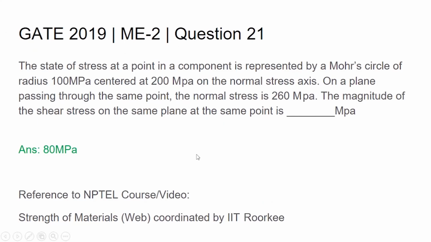Coming back to the slides, the state of stress at a point in a component is represented by a Mohr circle of radius 100 MPa centered at 200 MPa on the normal stress axis. On a plane passing through the same point, the normal stress is 260 MPa. The magnitude of shear stress on the same plane at the same point is 80 MPa. For more clarification and reference, you can refer to the NPTEL course Strength of Materials coordinated by IIT Roorkee. Thank you.